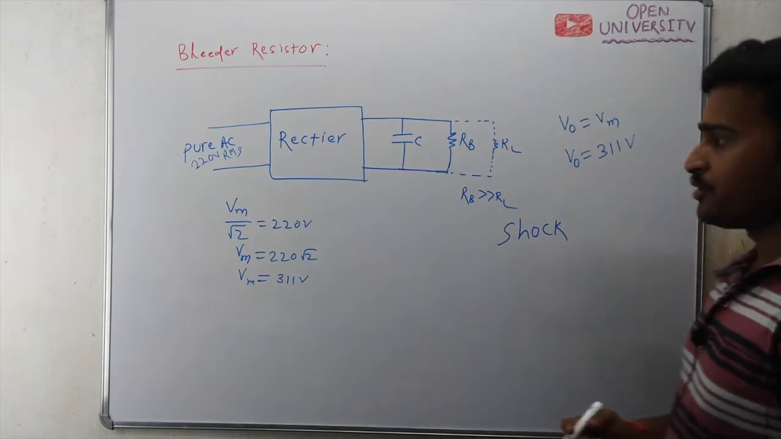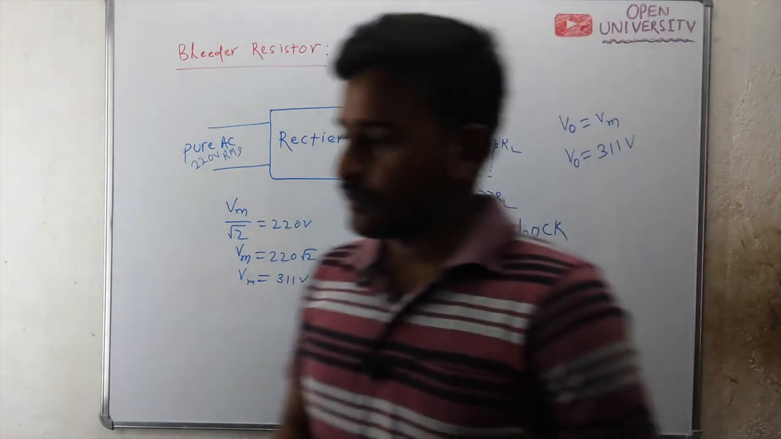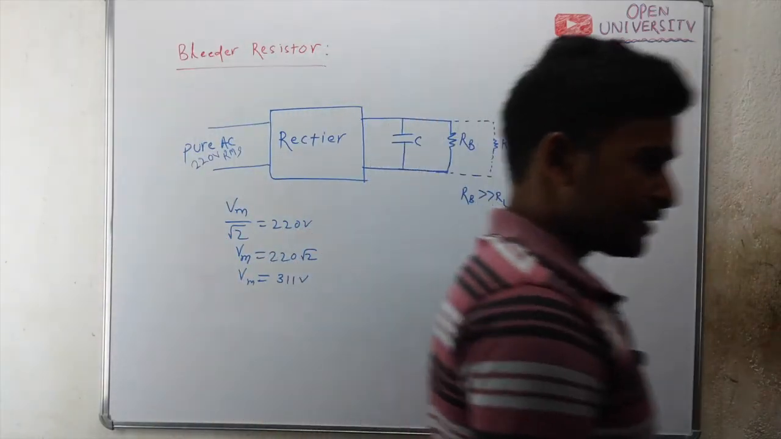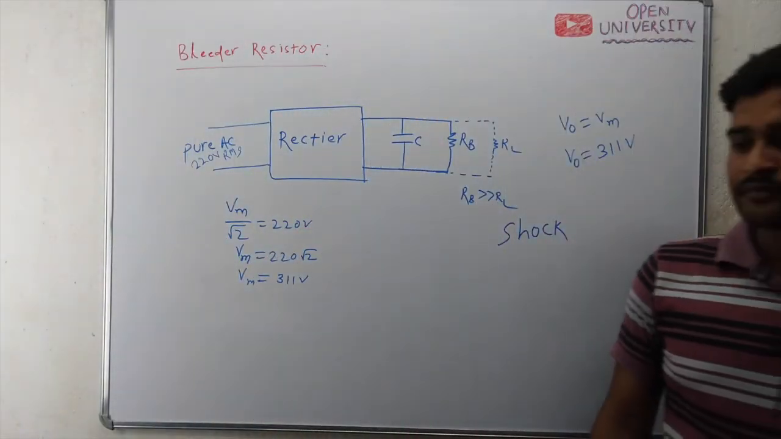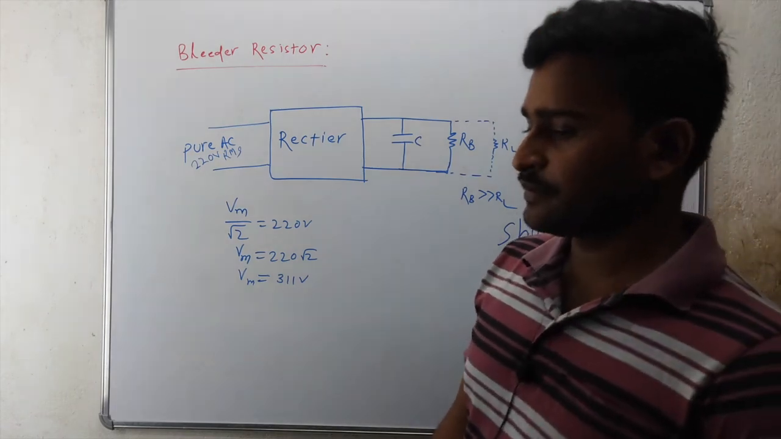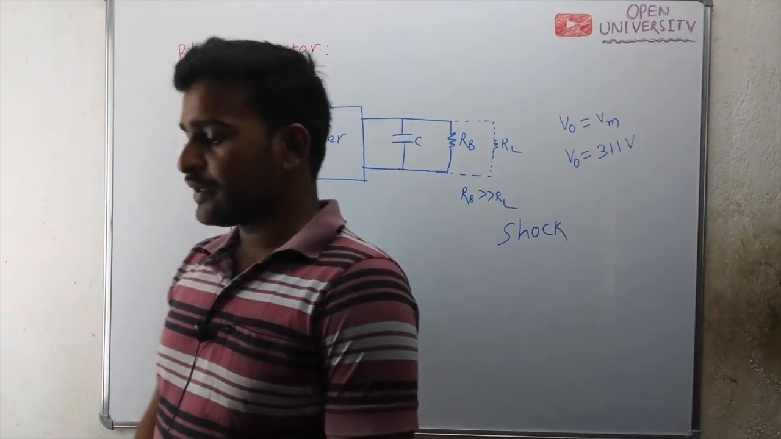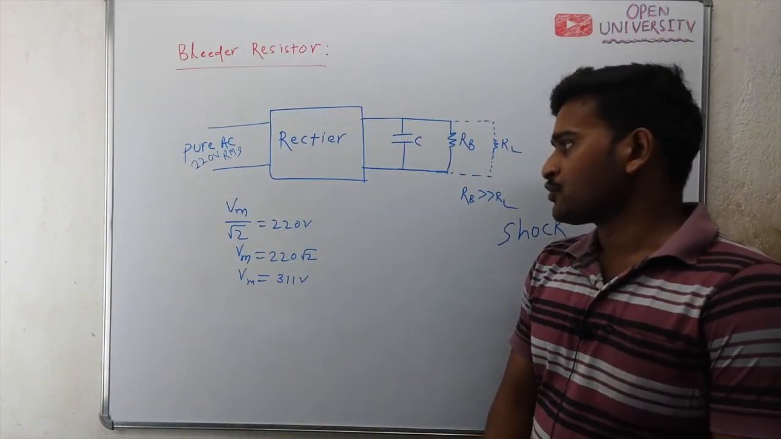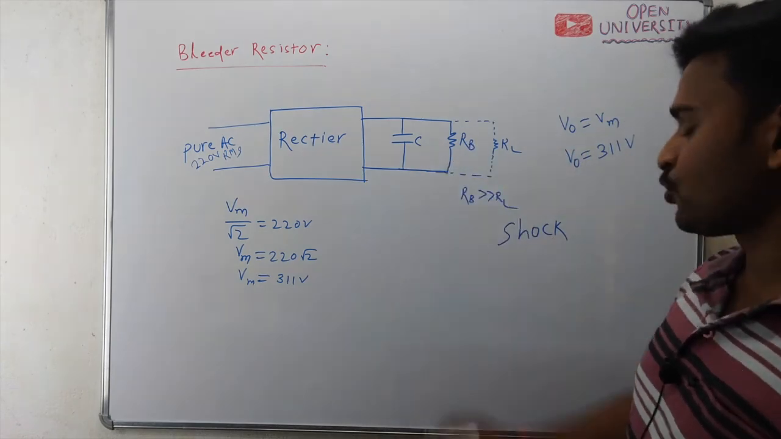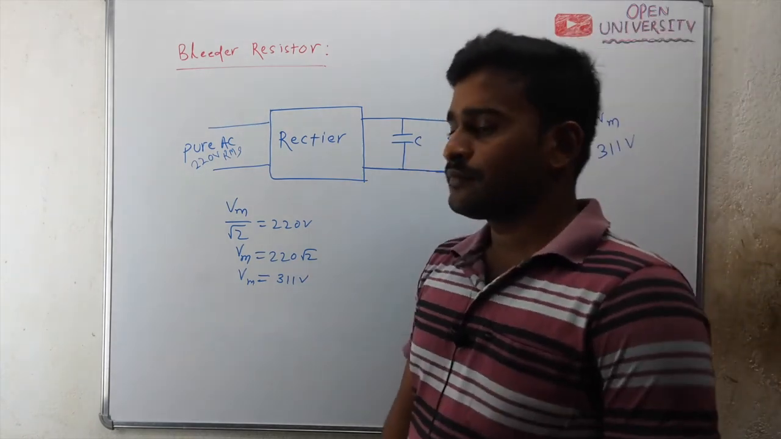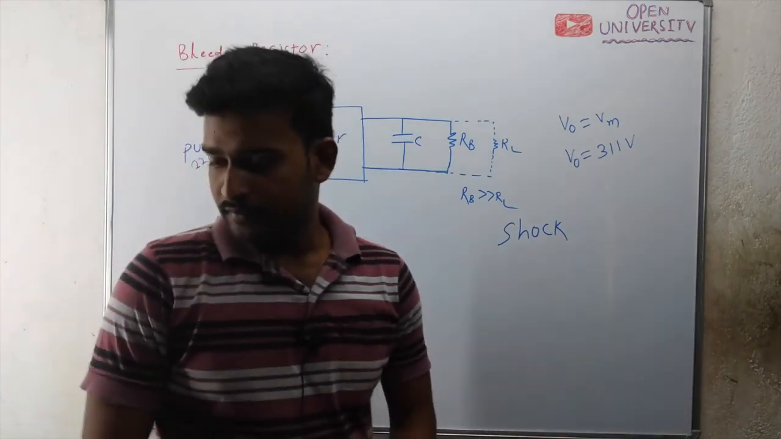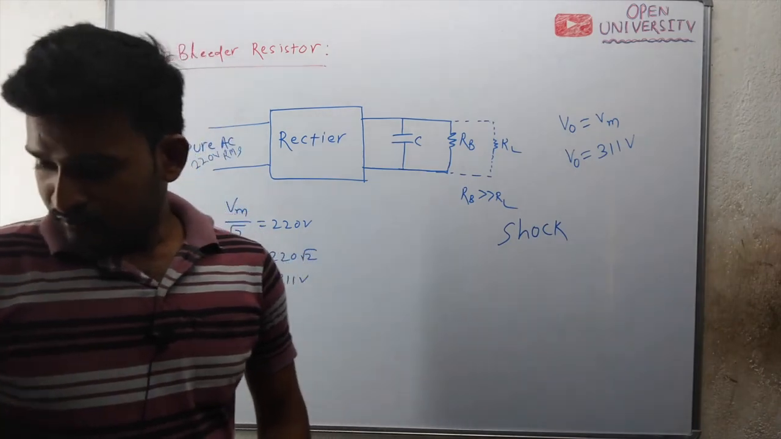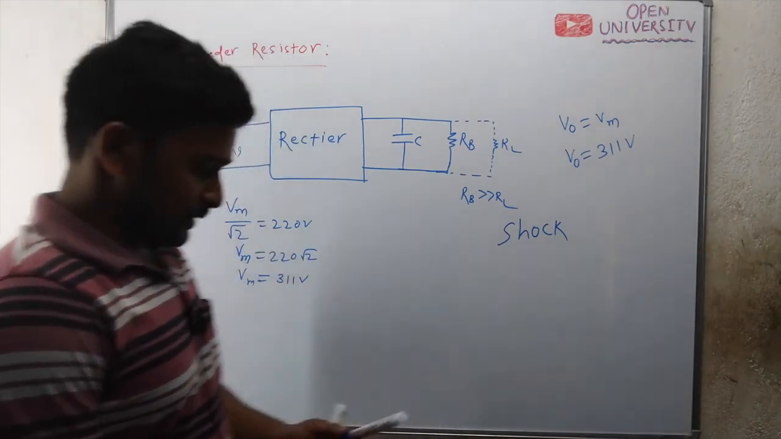Hence RB should be connected in case of high voltage rectification, so that the capacitor has a discharge path through RB. Write one note.